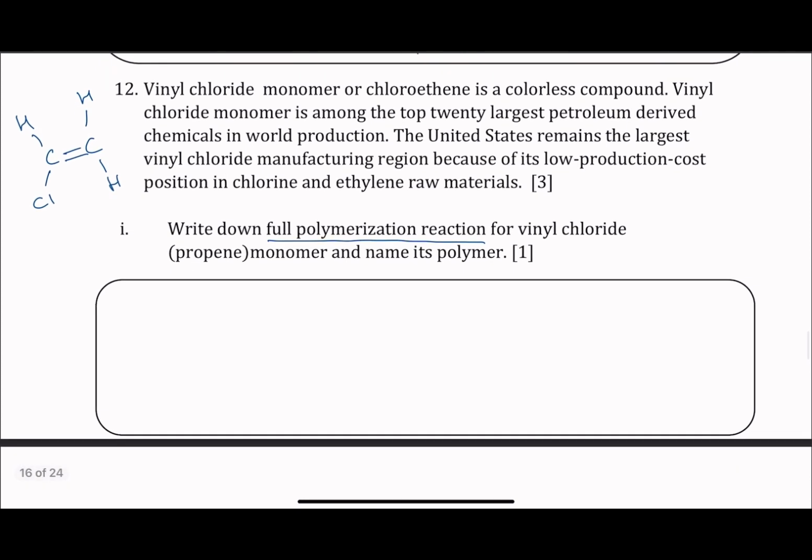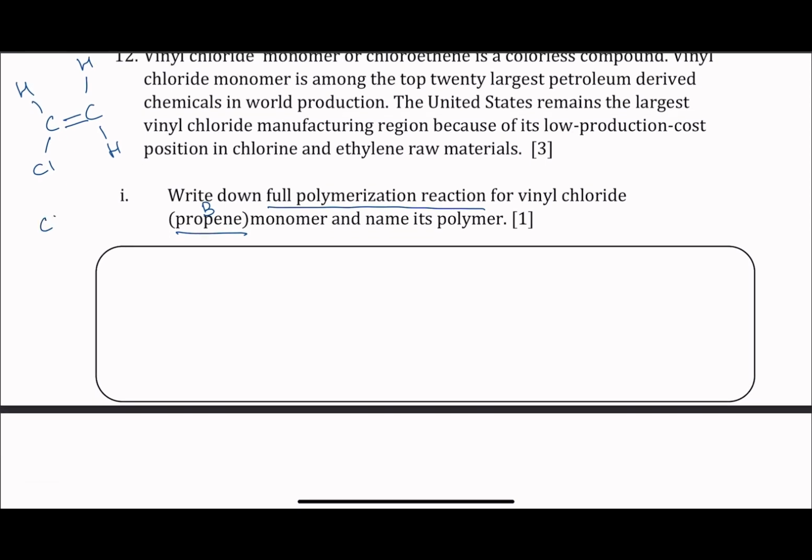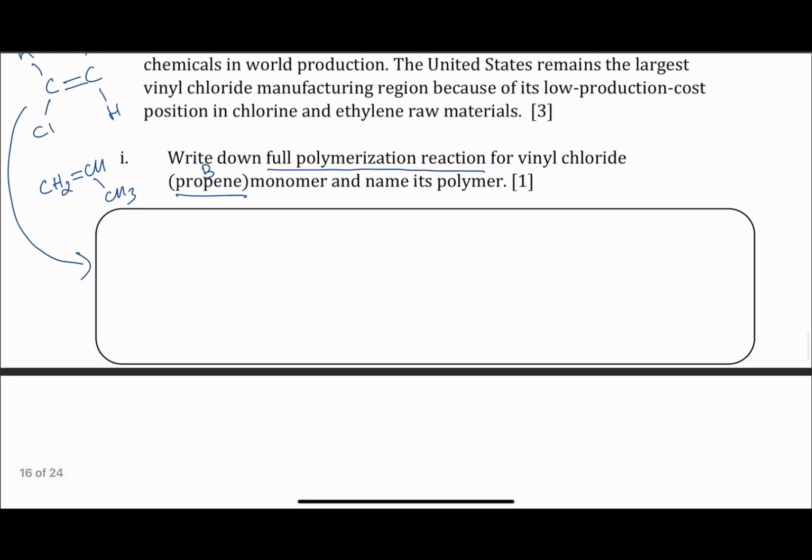Okay, now for the B version, we were asking for propene. So I'm going to write both of them. So propene, I have written it above, is CH2, CH, and then CH3. This is the propene. So let's do the vinyl chloride first. So I've got CHCl, CH2, and then like this. High temperature and pressure. We don't need to really write the conditions. It wasn't asked.